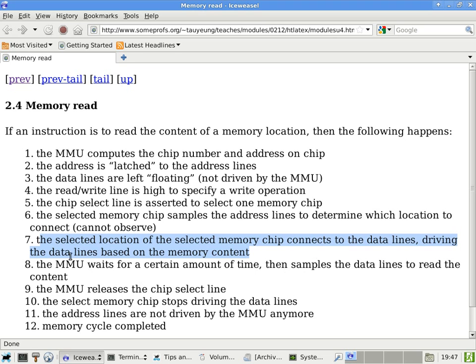The MMU will wait for a certain amount of time. Once again, this is what we call the wait state. Some memory chips are slower, so you need to allow more time for the memory chip to complete its operation, and other memory chips are faster, so you don't need to wait as much time.